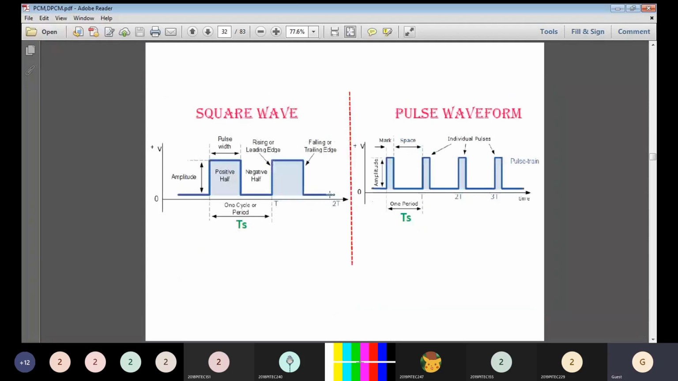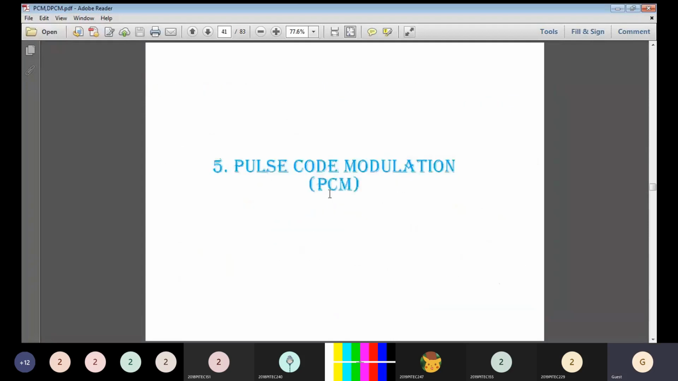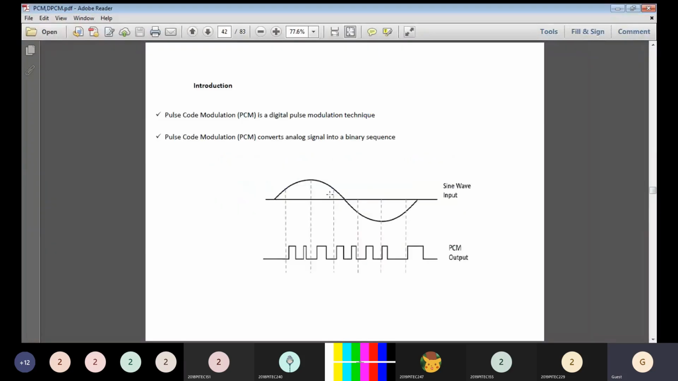So what is the basic concept of PCM? The analog pulses are simply converted into coded pulses. This is the one-line definition of PCM. The analog signal is simply converted into coded pulses. It is one of the digital pulse modulation techniques. This is the digital pulse modulation technique.